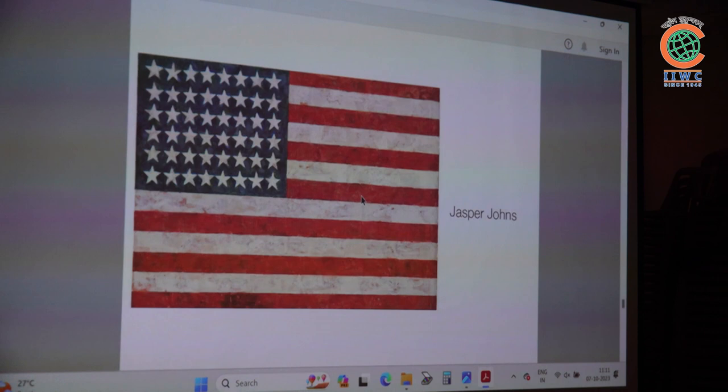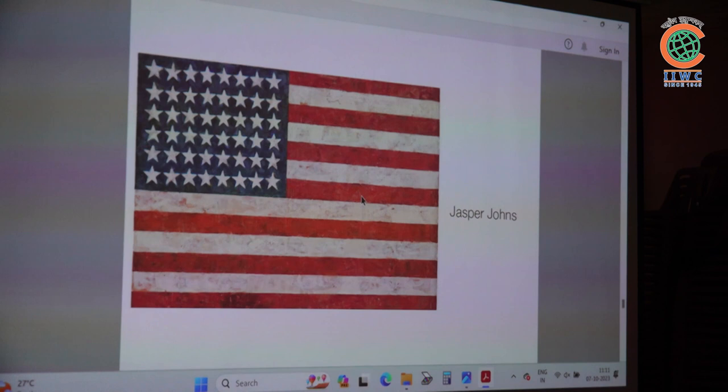So this is Jasper Johns. Jasper Johns also has done abstractions. I have seen him paint a clock with a needle and all that. He stuck a lot of papers on top of it. But this is another work, of the American national flag.